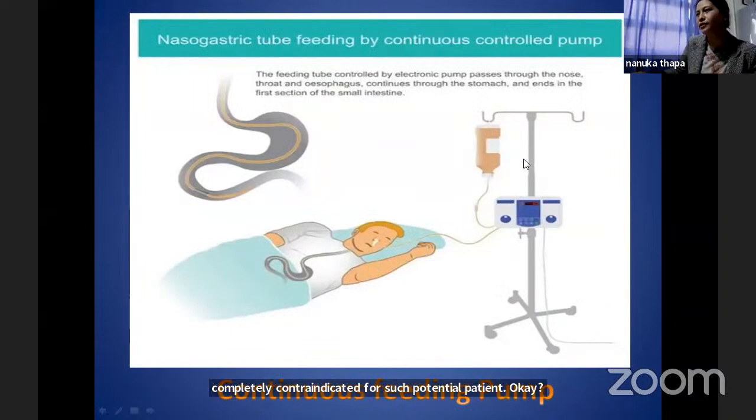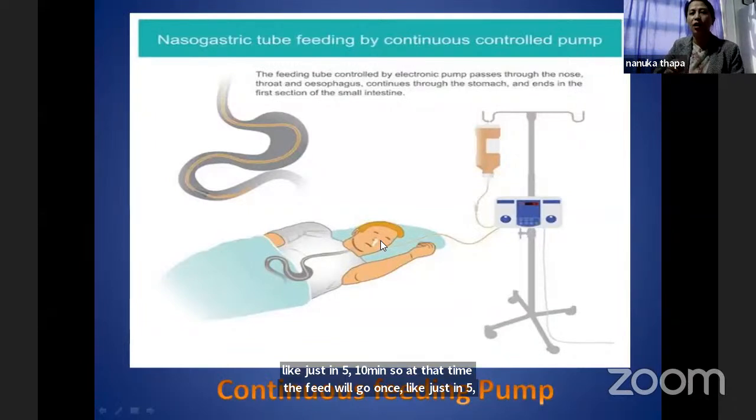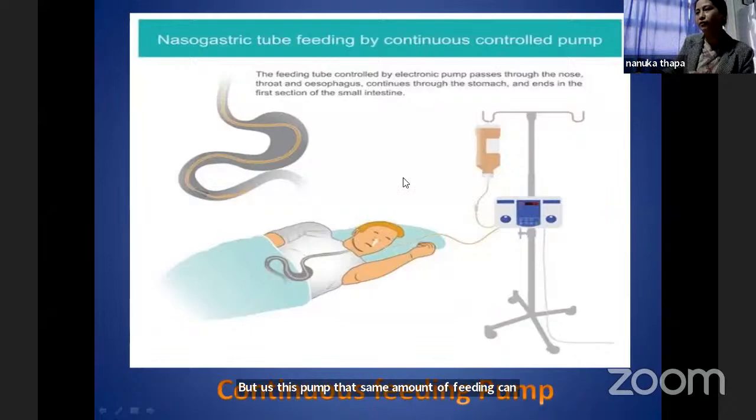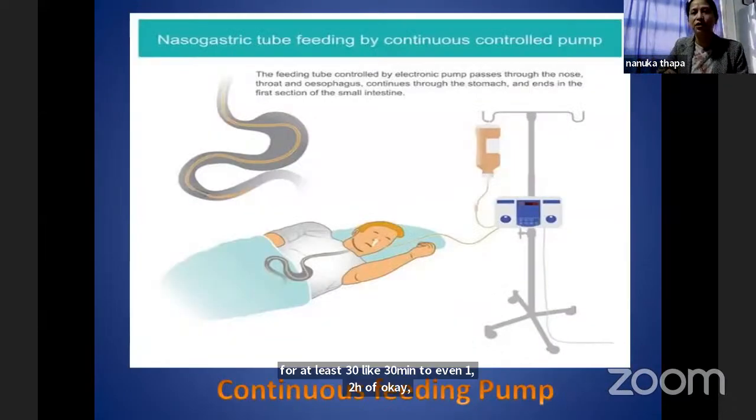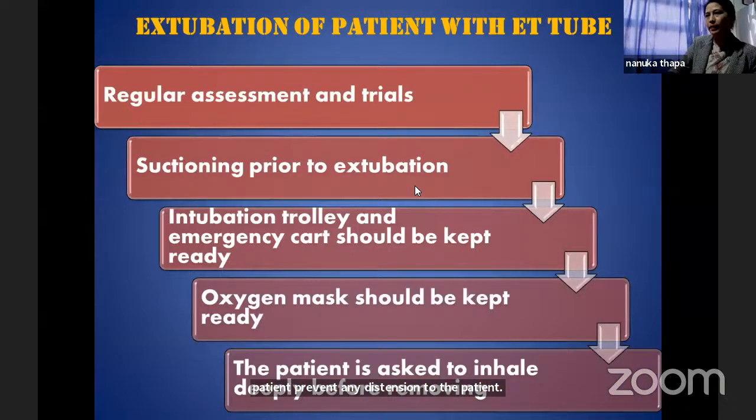As you can see in this diagram, you can also give nasogastric tube feeding by a continuous control pump. As you can see in this picture, the feeding is put into this bag and it is connected to the pump, and through this pump, the feeding is given to the patient. Usually we give it through a 50cc syringe, right? At that time, the feed will go in just 5-10 minutes. But using this pump, that same amount of feeding can be given over at least 30 minutes to even 1-2 hours. This will prevent any stomach discomfort and any distension to the patient. So that is the benefit of this continuous feeding pump.